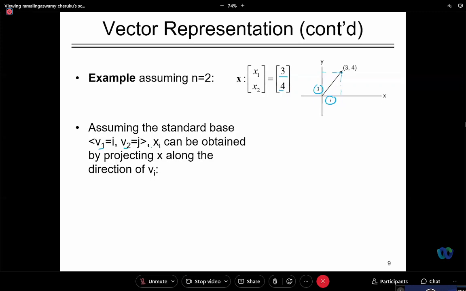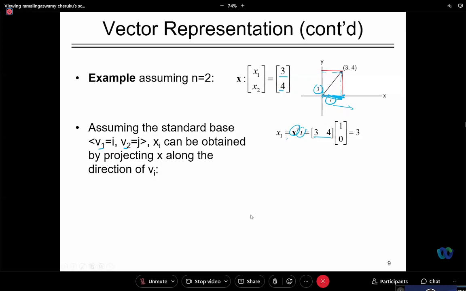xi can be obtained by projecting x along the direction of vi. So what is the projection? The projection of 3 comma 4 on the x-axis. How to get this? x transpose times i, where x is 3 comma 4, and the direction is i, the first axis, which is 1 comma 0. When you do the dot product, you get 3 plus 0, which is 3.